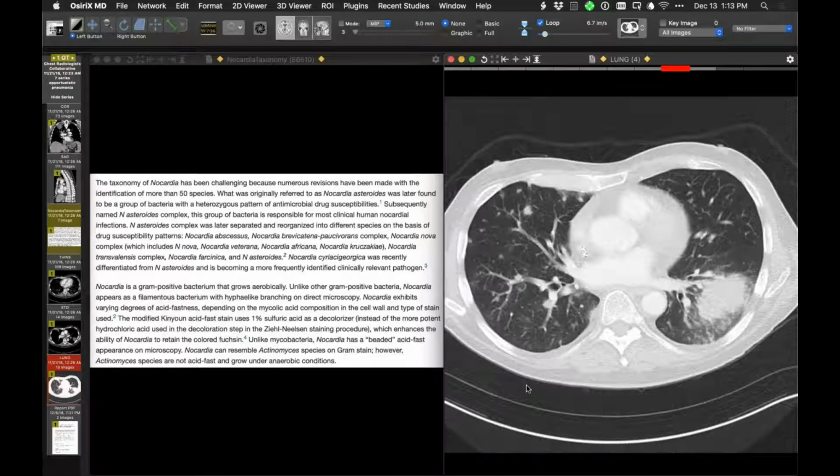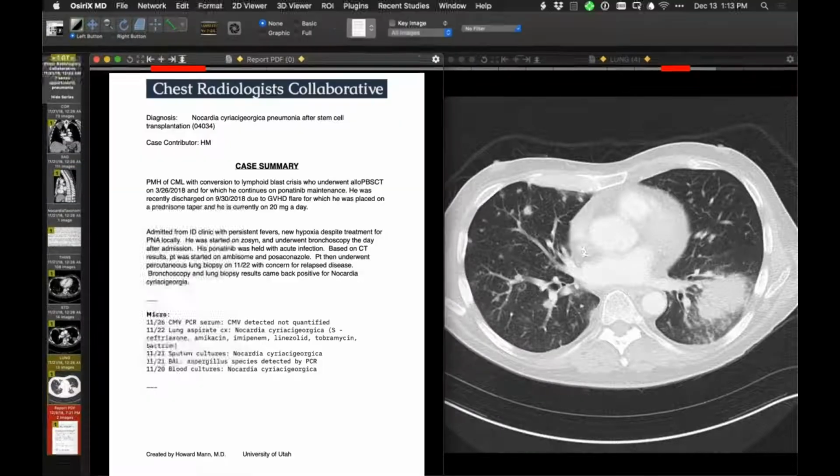Do you remember how far out this patient was from their transplant? You said it was a stem cell. Let's see again. It's some time out. So the allo stem cell was March of 2018. Recently had a flare, presumably a skin or GI tract flare in September.